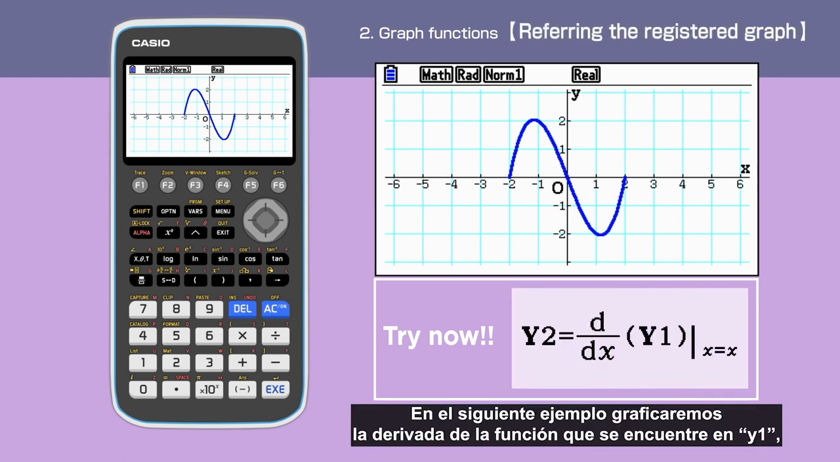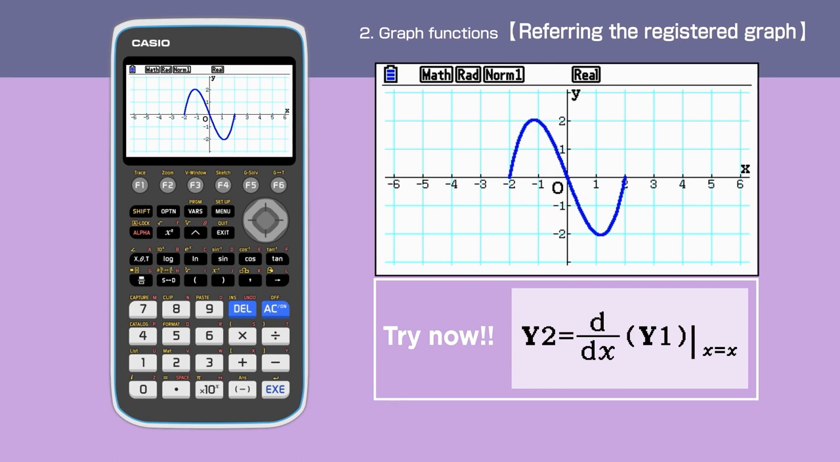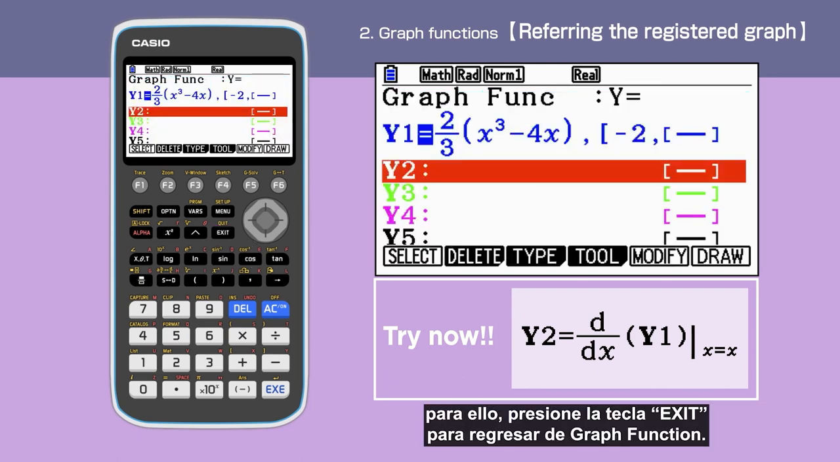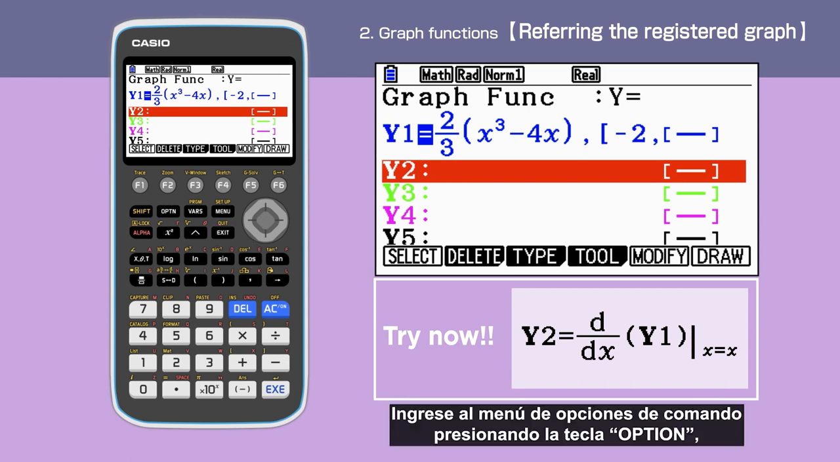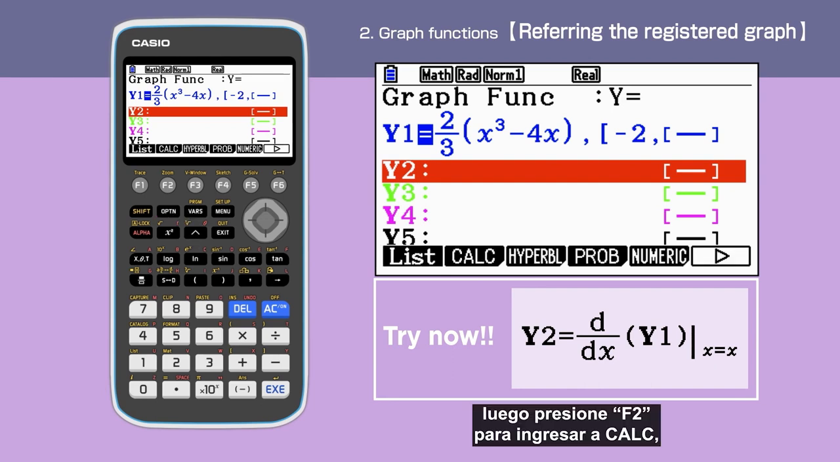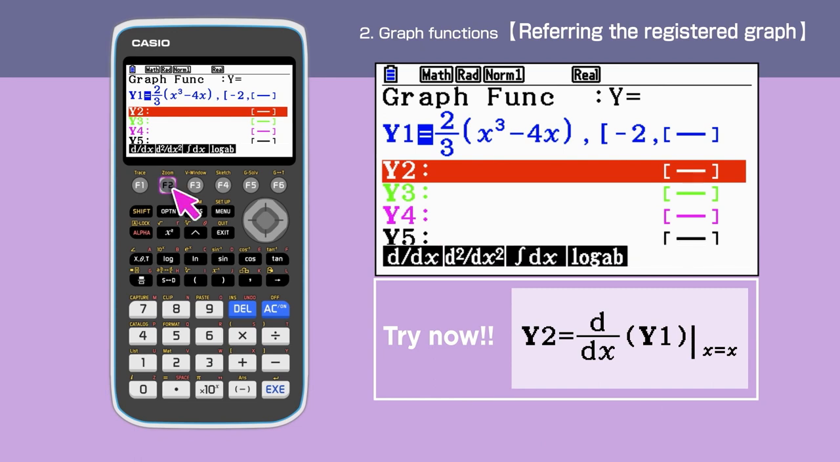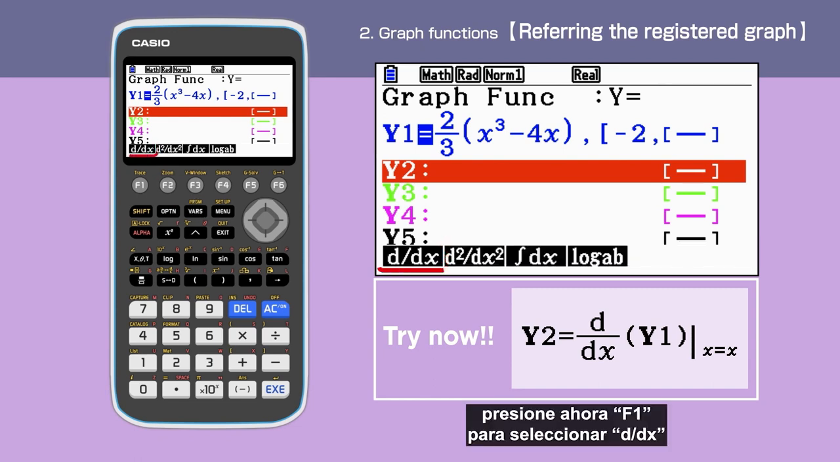Next example, we will draw the derivative function of y1. Press Exit to go back to the graph function screen. Display the option command menu by pressing the option key. Then press F2 to open the calculation command. Enter F1 to select d by dx.